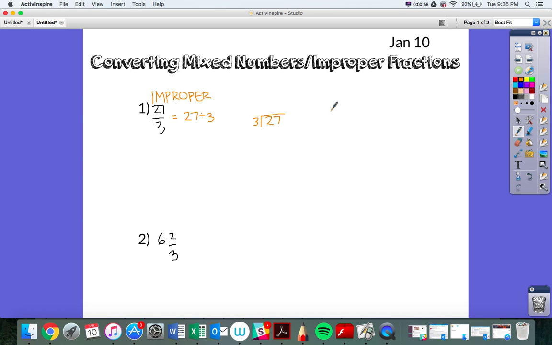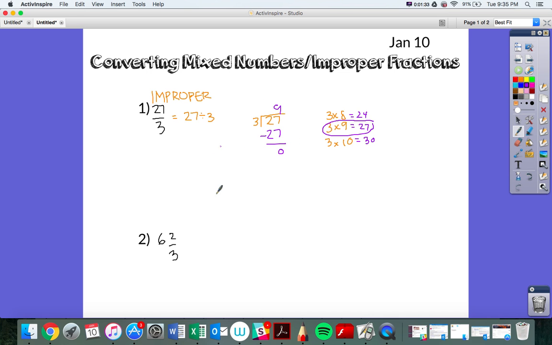So I'm going to use my facts. I'm going to try 3 times 8, 3 times 9, and 3 times 10, and see which one is the closest without going over. So I have 3 times 8. That's going to give me 24. 3 times 9 is going to give me 27, and 3 times 10 is going to give me 30. So it looks like 3 times 9 is going to be my money maker here, because I'll drop my 9 at the top. We'll multiply across. It's going to give me 27. I'll subtract and get 0.